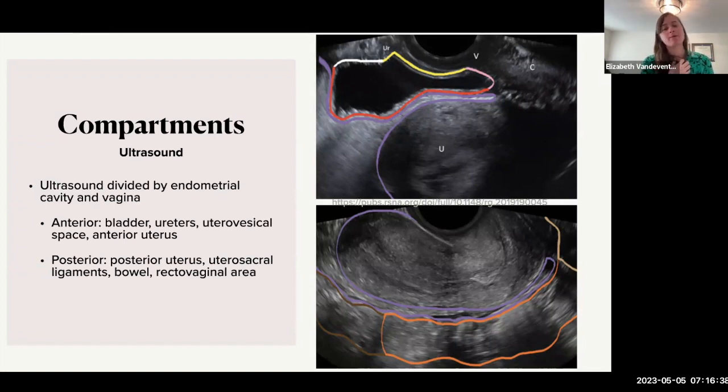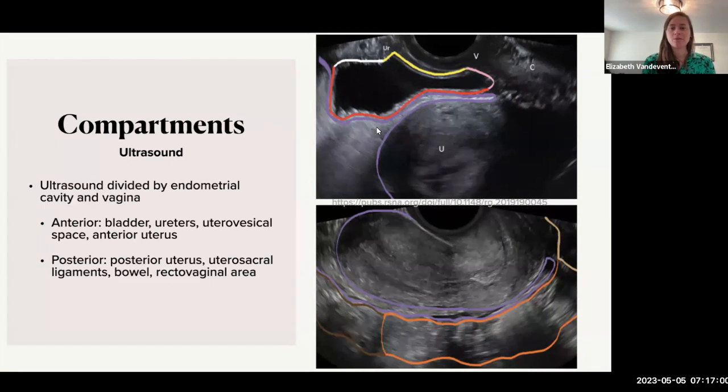When we're speaking about ultrasound, we divide the pelvis into two categories, anterior and posterior. And what we're using to divide the pelvis are the endometrium and the vagina. So essentially, it's a line that extends from here down the cervix and along the vagina. The anterior compartment is then composed of the bladder, which we can see here.